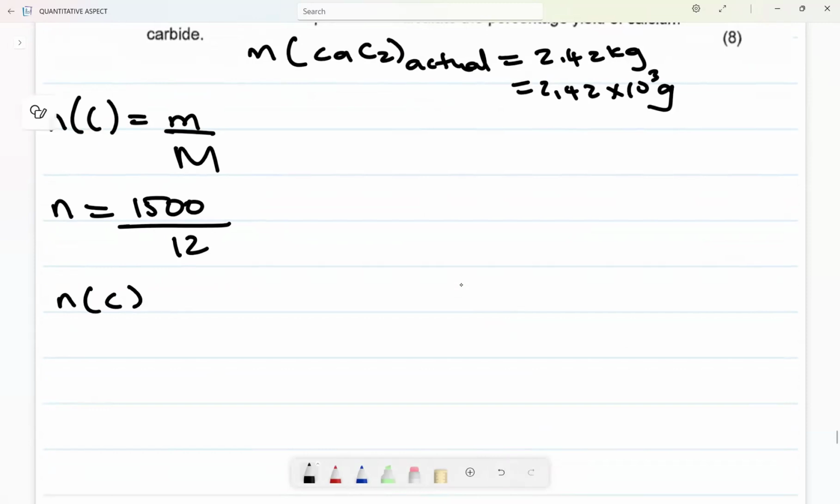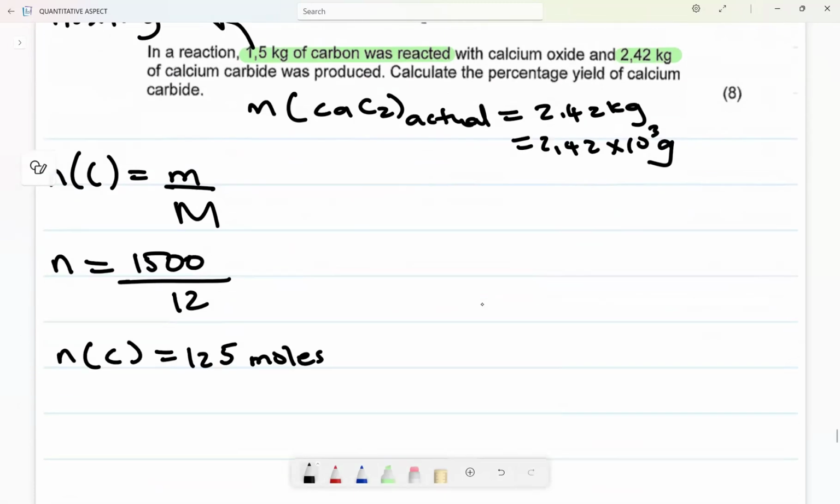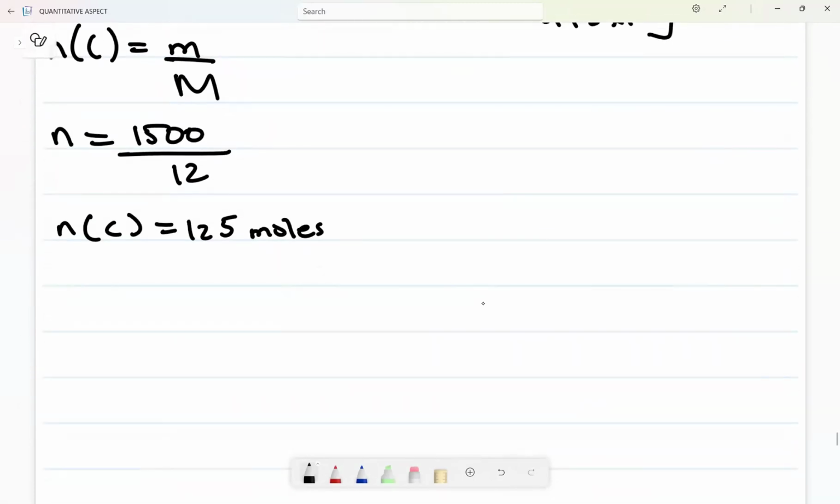Number of moles of carbon, just to remind myself, it is divided by 12. I get something like 125 what? Moles. Okay, then I'm going to need them. Step 1 of stoichiometry is complete. Then step 2: use the molar ratio between the known and the unknown. The known is carbon. Then what is the unknown?